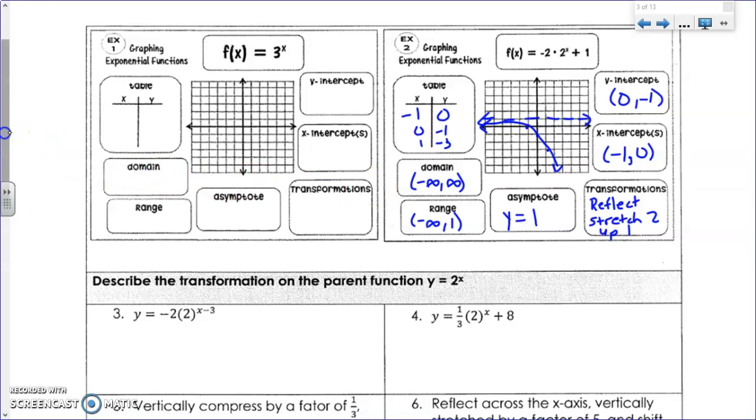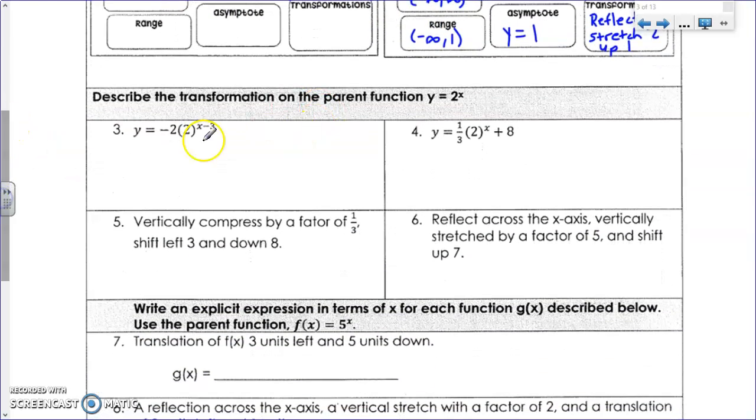Okay, let's look at some transformations. Okay, same transformations as when we did quadratics. This is our base function. The base function will change based on whether it's growing or decaying. So it could be like y equals 3 to the x, y equals 1/2 to the x. So that number can change based on the growth and decay. So if we look here, this is our base function.